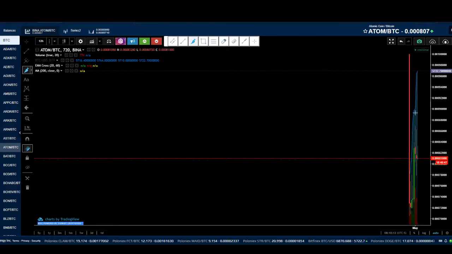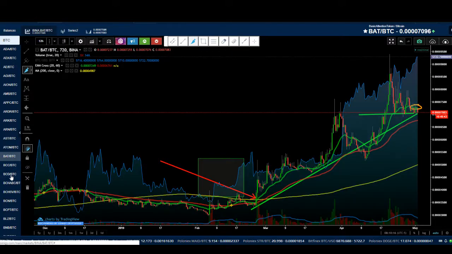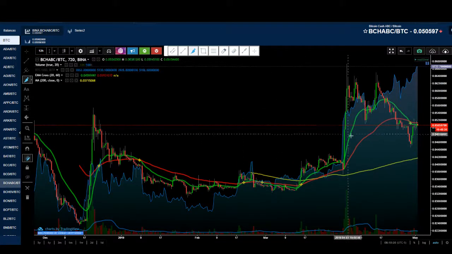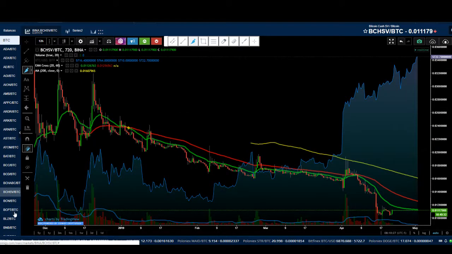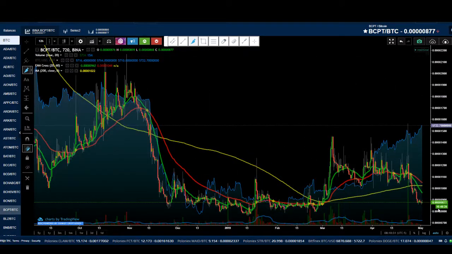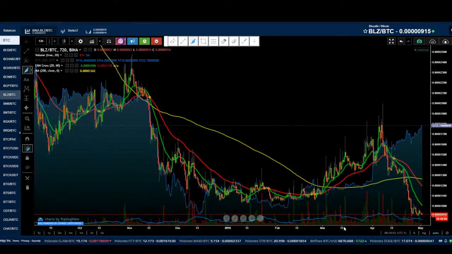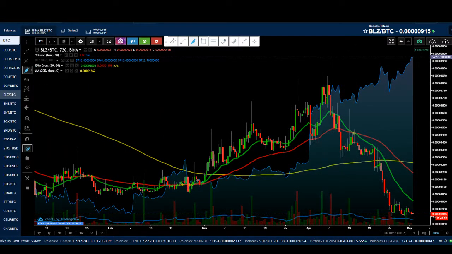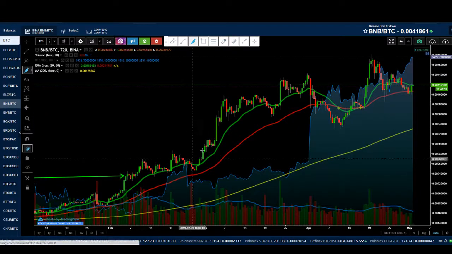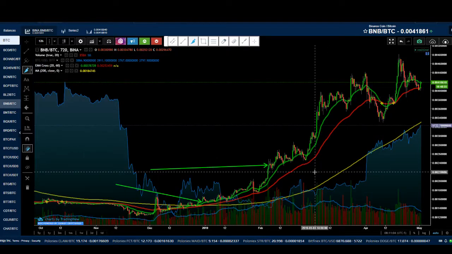Atom is too new, but it's not a complete fail. Basic Attention Token. BCHABC is a pass. Then BCPT, not that one. This one I had marked as a pass, and I'm going to move it also to a near fail. BLZ, fail. Actually, this continues to be a fail. It's already a fail.